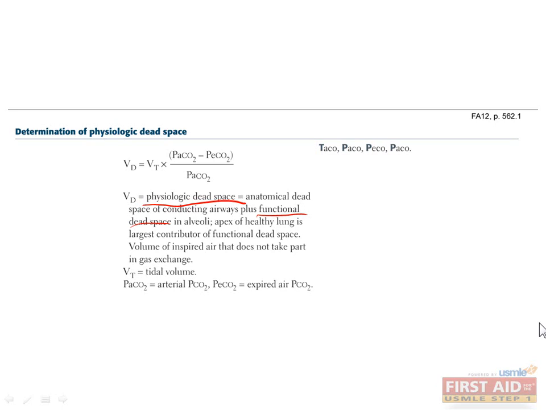And an example of that would be what? Well, that would be the apex of the lung. Anatomic dead space tends to be fixed, but functional dead space can be significantly increased in conditions such as COPD, where you get the classic ventilation-perfusion mismatch.